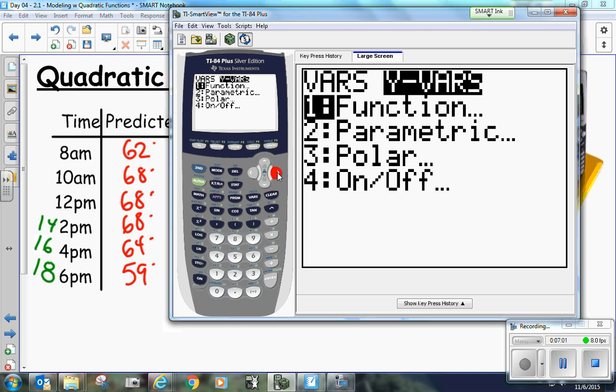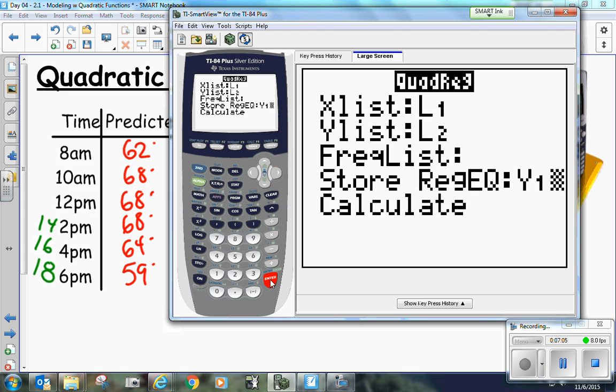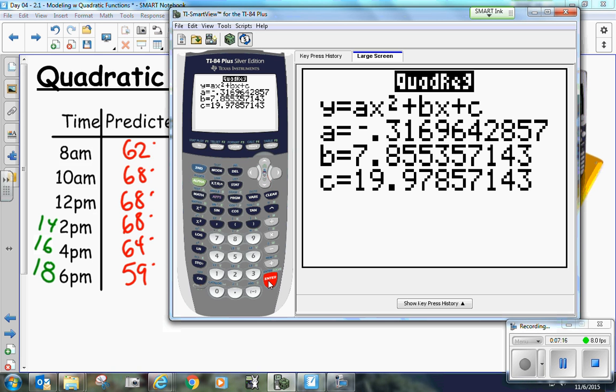Y1. I can hit enter twice here. I can hit vars, move over to Y, and hit enter twice. Bang, bang. There it is. Now, you won't have to write it down and type it back in after your handwriting. It will store it right to Y1 for you. Now let's calculate it. Hit enter. There you go. That's your equation.